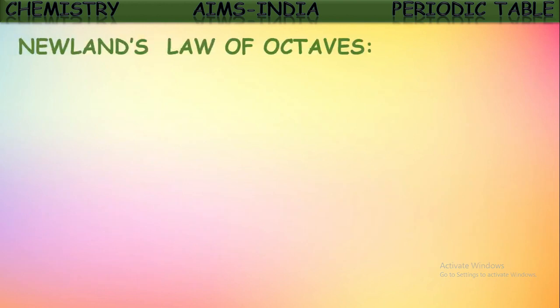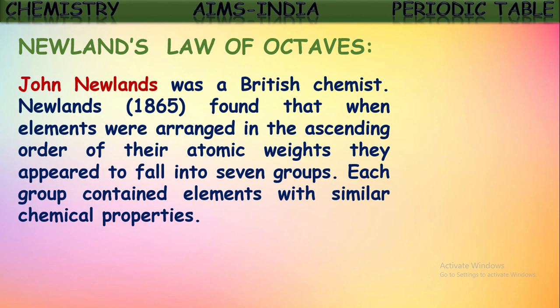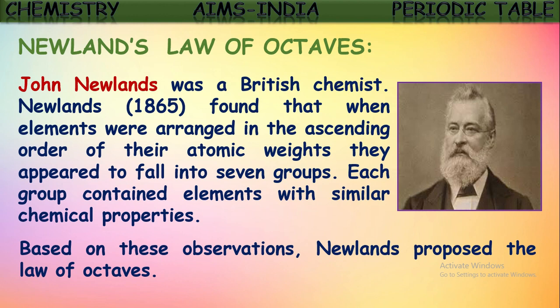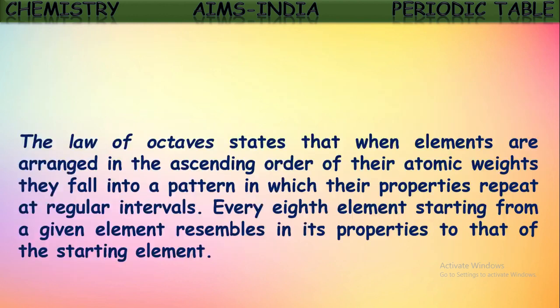So next, one more scientist tried to classify the elements. He was Newlands. John Newlands was a British chemist. Newlands found that when elements were arranged in ascending order of their atomic weights, they appeared to fall into 7 groups. Each group contained elements with similar chemical properties. Based upon these observations, Newlands proposed the law of octaves. What is that? Let us see.